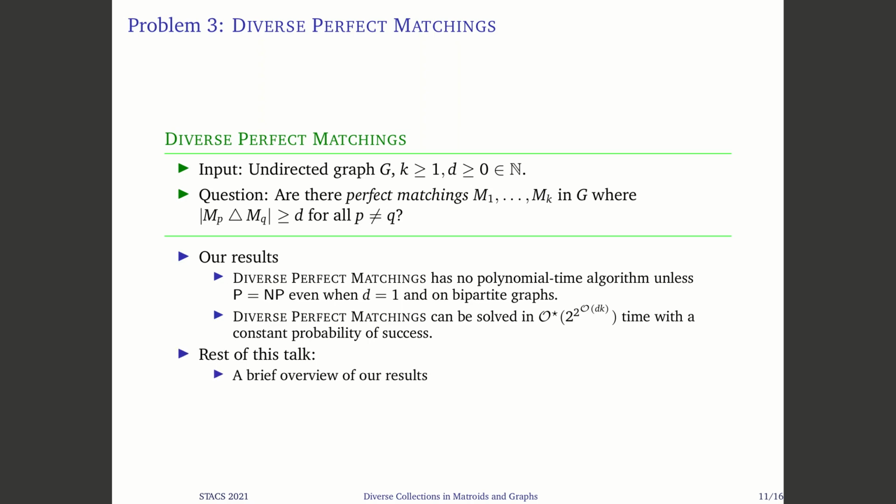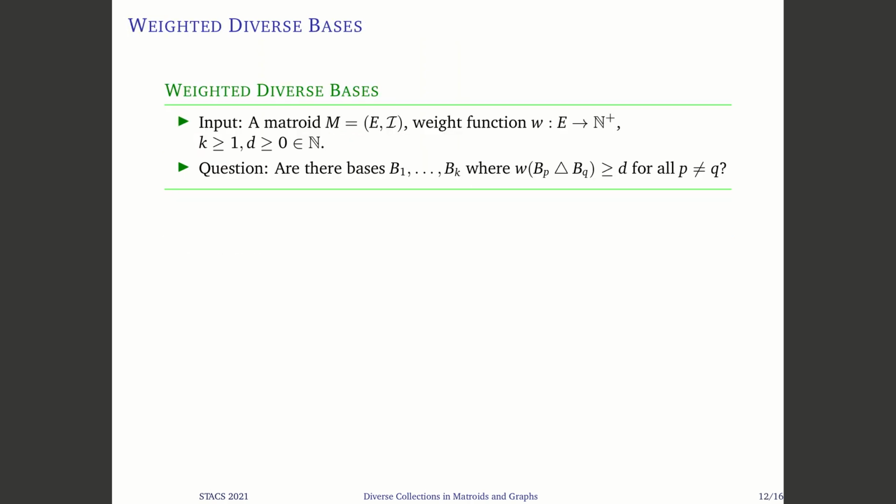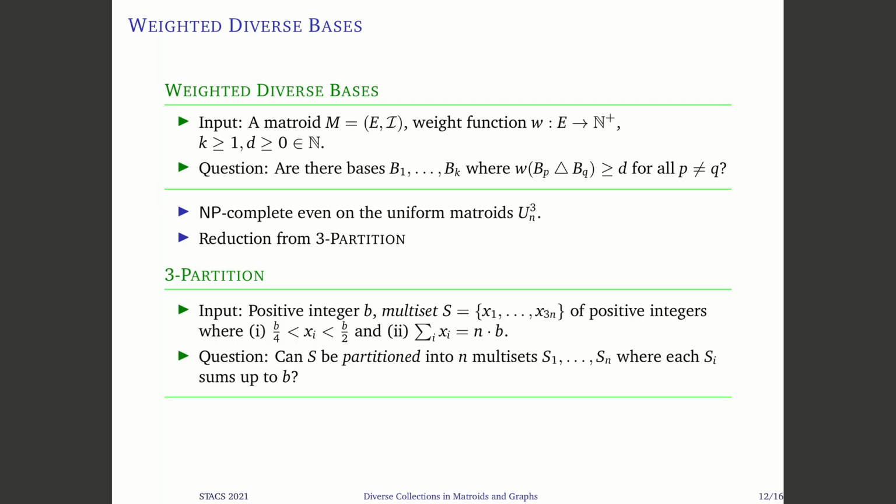In the rest of this talk, we will go over a brief overview of our results. First, we take up weighted diverse bases, where we are supposed to find a collection of bases whose weighted Hamming distance is at least d. We first show that it is NP-complete even on the uniform matroids U3n. This is by reduction from the three-partition problem.